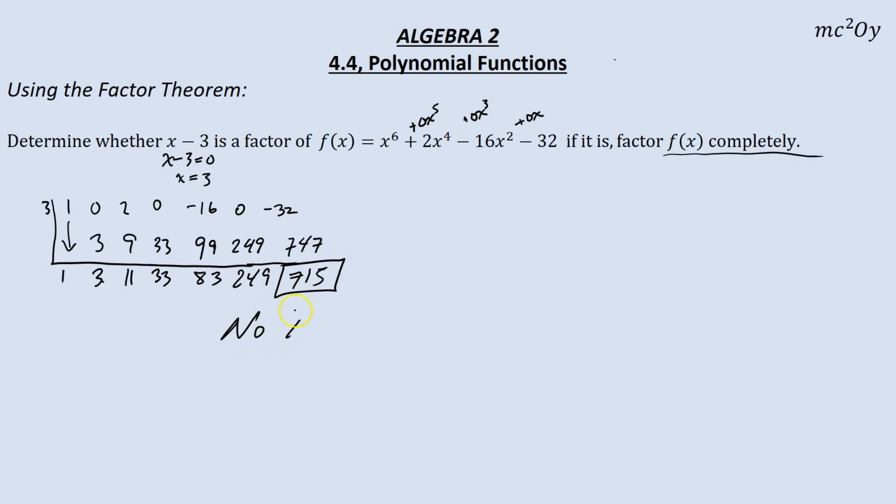Not a factor. Okay. Now the other way you could have figured that out is, it's kind of messy, but you could have done f of 3 and then just substituted 3 in for all the x's.